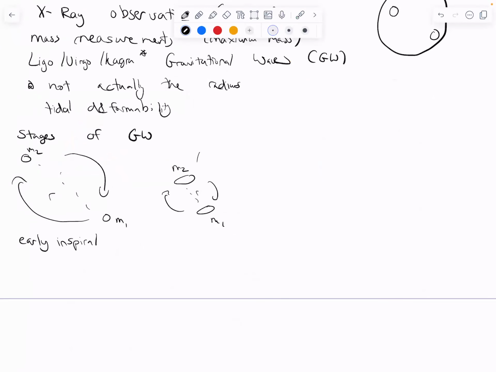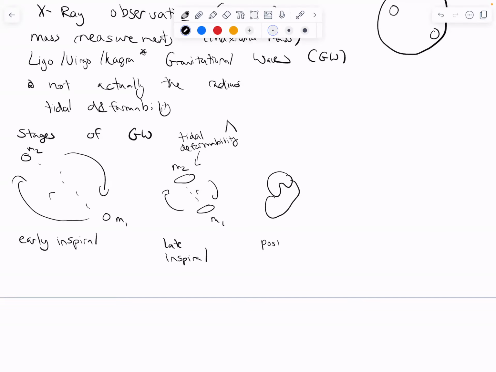And so at this point, you get tidal deformability. This we generally call lambda, and this is called the late inspiral. Now, at some point, these guys actually touch each other, and you get these blobs. This is called the post-merger. This is when temperature matters.